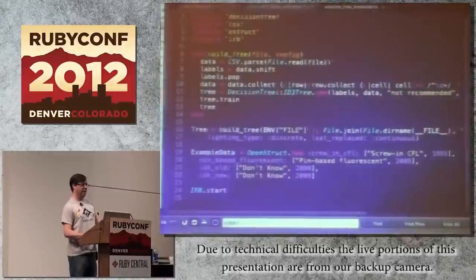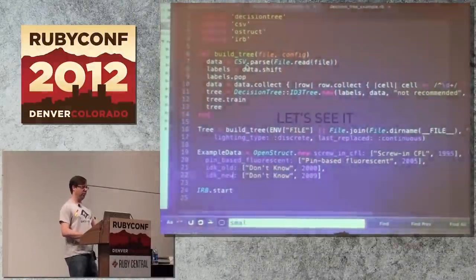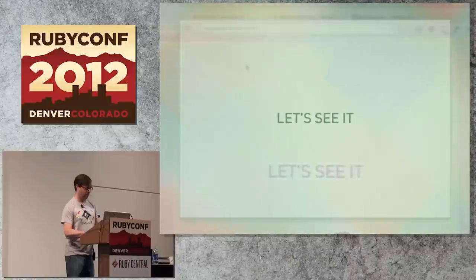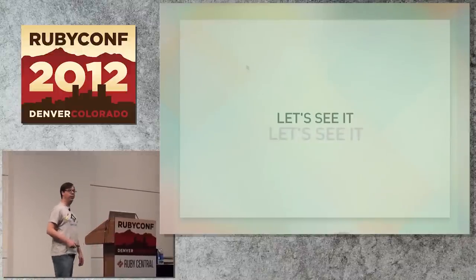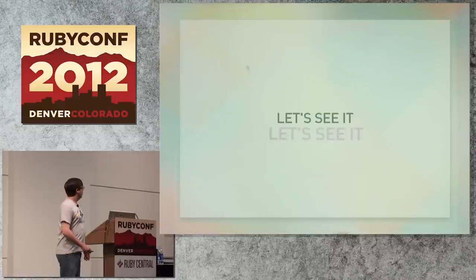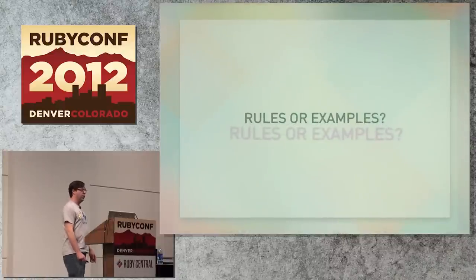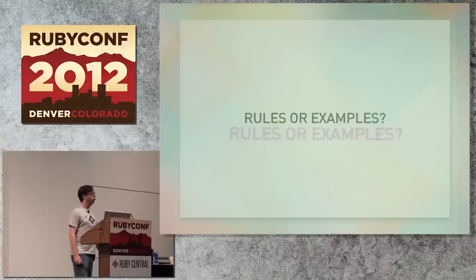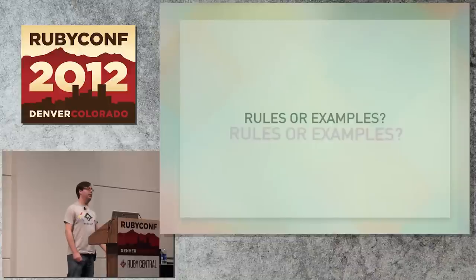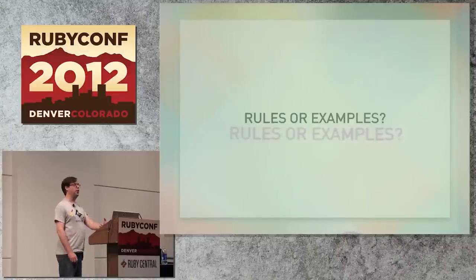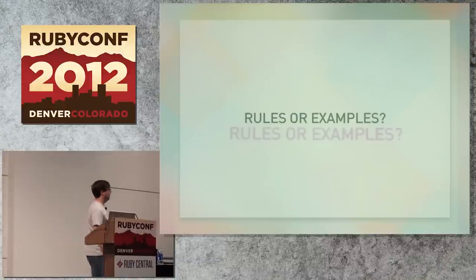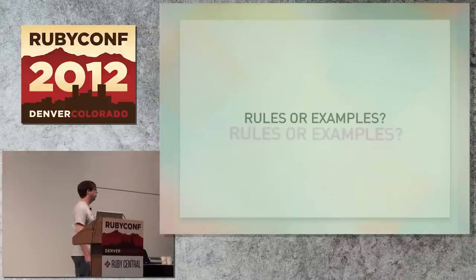I think that's all I really had to say about that implementation decision tree. Any questions on that? All right. So the last section really is about whether I have rules or whether I have examples. And to show it, decision trees in general, they're really good at taking lots of examples and inferring rules from them.